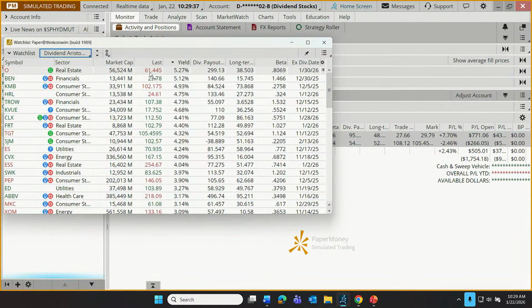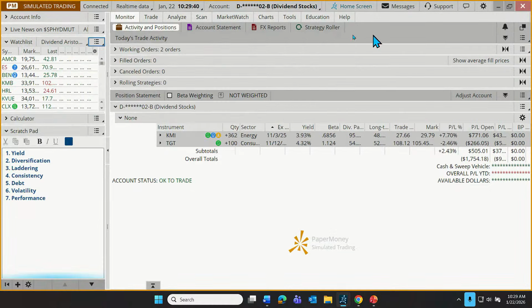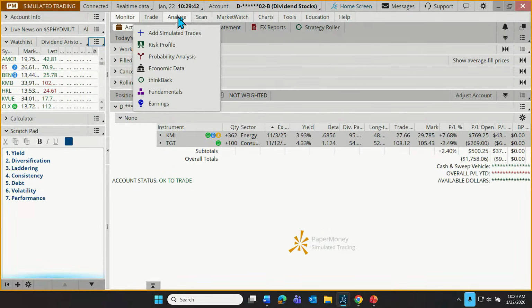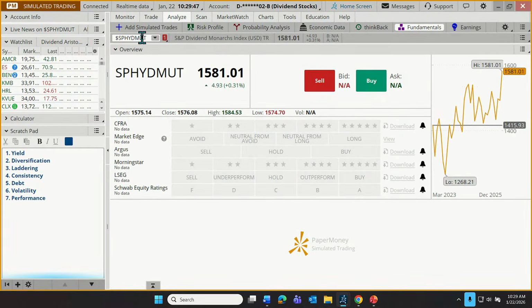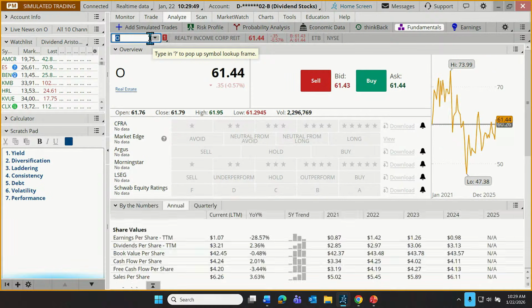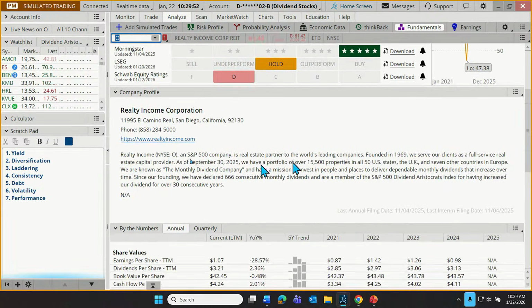investor makes an investment in a REIT, one thing they might check on Thinkorswim is to go to the Analyze tab and look at the fundamentals of that company. The fundamentals page includes, let's bring up O, a summary of the company. So this is O, Realty Income Corporation. And you can see it's an S&P 500 company, real estate partner to the world's leading companies, founded in 1969. Yep, so if it's a REIT founded in 1969, my estimation of REITs being around since the 60s is probably accurate.